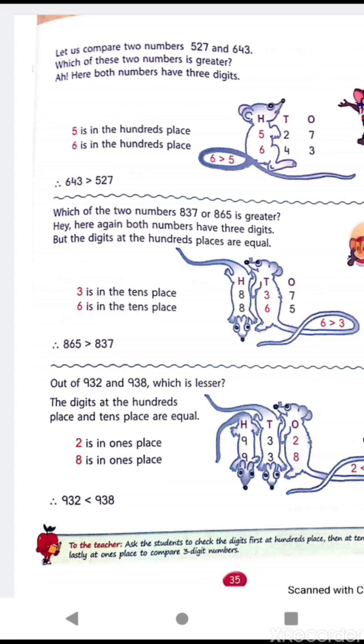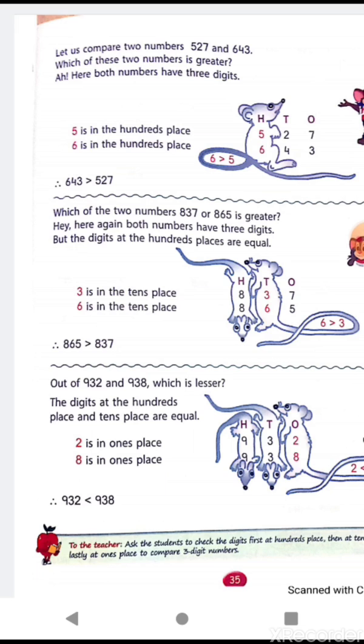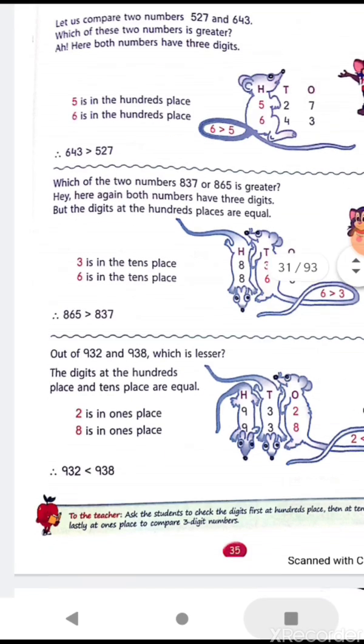So now we are left with ones place. We compare the digit at ones place. The digit at ones place in 932 is 2, and in 938 it is 8. Which is greater, 2 or 8? 8 is greater. So obviously the number with the greater digit at tens or ones place would be greater. So in this case, 938 would be greater than 932, or you can say 932 is less than 938.